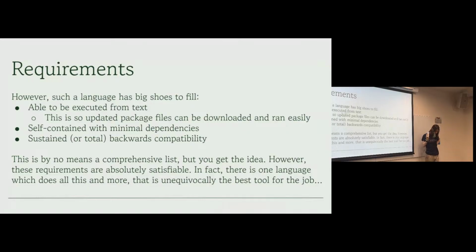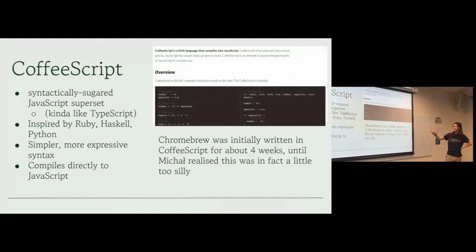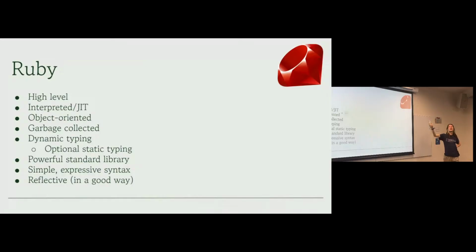However, these requirements are absolutely satisfiable. In fact, there is one language that does all this and more that is unequivocally the best tool for the job. CoffeeScript. So, CoffeeScript is, wrong slide. Ruby, here we go. Ruby is a high-level, interpreted, object-oriented, garbage-collected language with dynamic typing or optional static typing, a powerful standard library, simple expressive syntax, and it's reflective in a good way, not Java, in a good way.